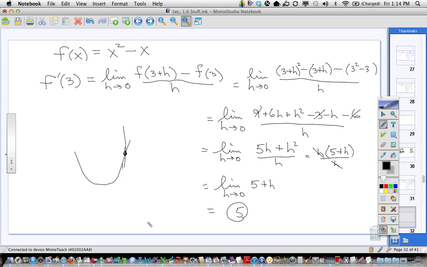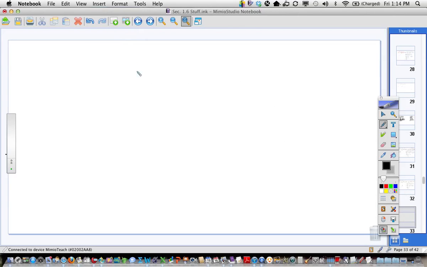No, average rate of change in this class means it's a slope calculation. Instantaneous rate of change means it's probably something like that. Now, there's one other thing I want to show you. It's at the top of page 86. They show a few different notations for this definition of a derivative, and it just depends on your labeling.